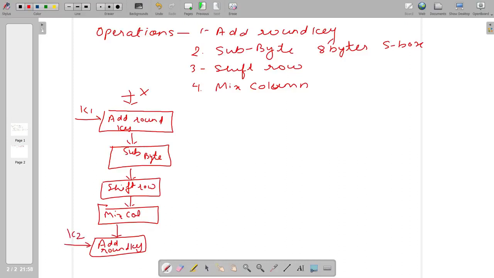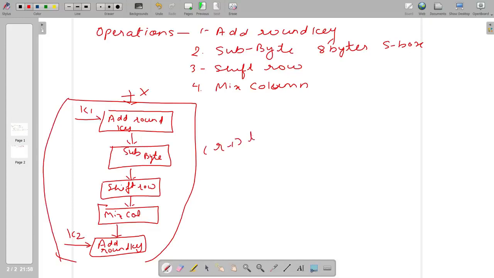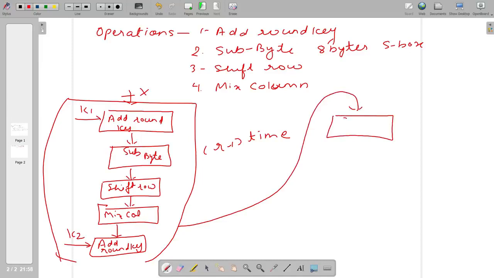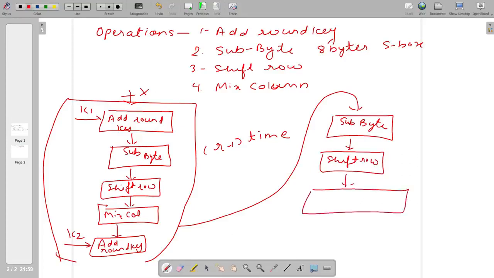Similarly, we run R minus 1 rounds. So all these R minus 1 times we do the same thing: sub byte, shift row, mix column, and add round key. After that, for the Rth round we do not do mix column. Here we do sub byte, then shift row, then add round key at the end.